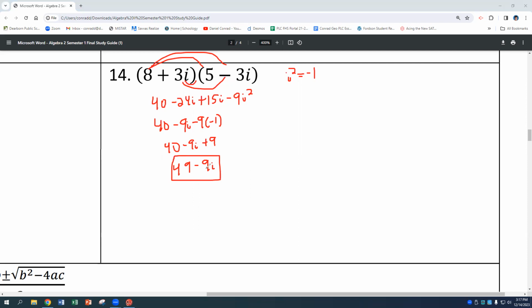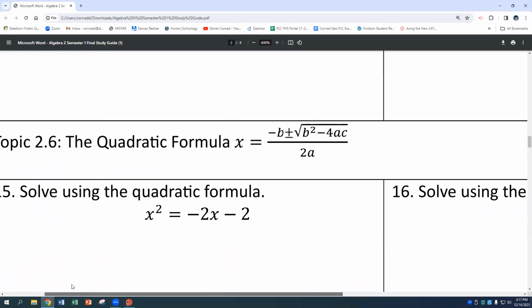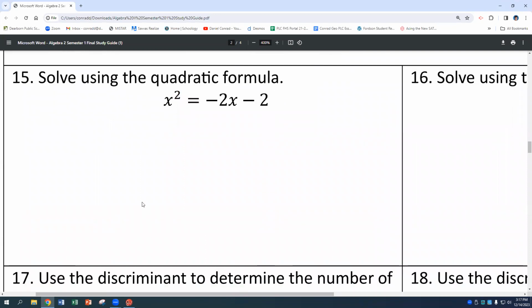All right, the next 4 questions have to do with the quadratic formula. 14 and 15 want us to solve using the quadratic formula. So in order to use the quadratic formula, we need everything to be equal to 0. So we have to add 2x and 2 to the other side. So it's going to end up being x squared plus 2x plus 2 equals 0, right? We have to add 2x to both sides. We have to add 2 to both sides. So now we get a equals 1, b equals 2, and c equals 2 as well.